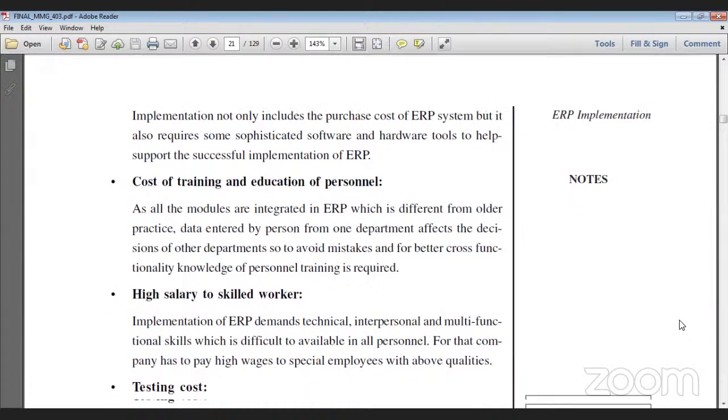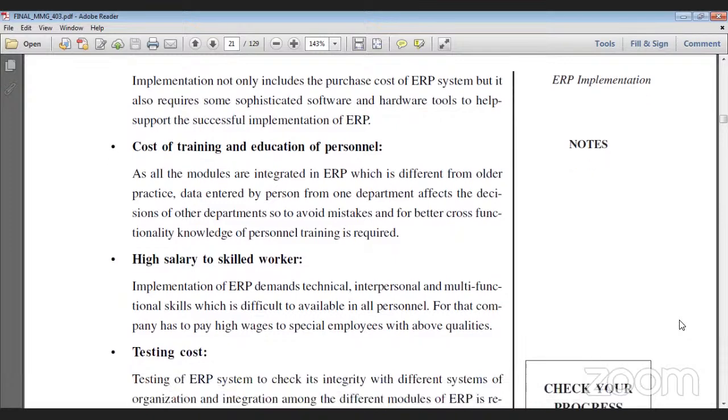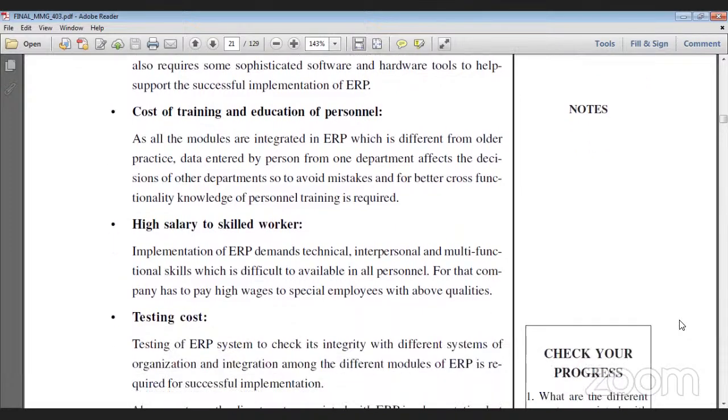The third point is high salary to skilled workers. Implementation of ERP demands technical, interpersonal, and multifunctional skills, which are difficult to find in all personnel. For that, the company has to pay high wages to special employees with the above qualities.